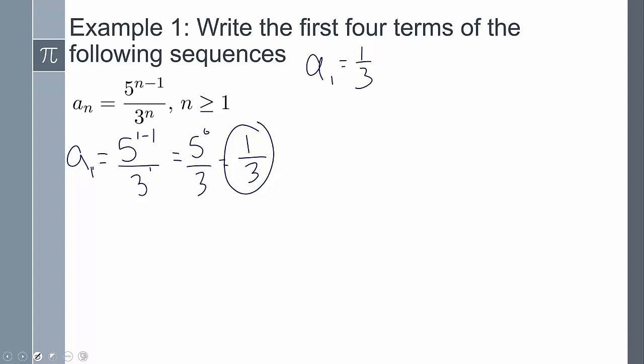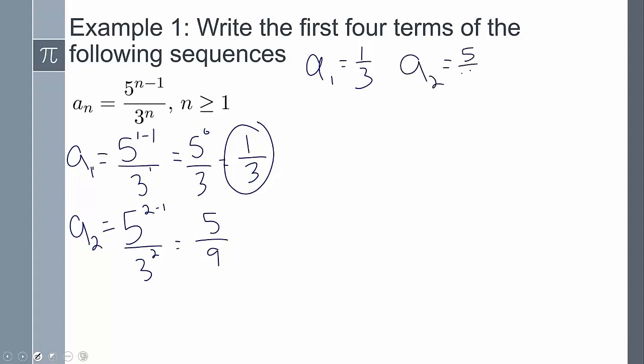Now I need to find the second term. So a sub 2. That means I'm going to plug in 2 into my formula. So 5 to the 2 minus 1 over 3 to the 2. That gives me 5 over 9, because 2 minus 1 is 1, 5 to the first, and 3 squared is 9. So I'm going to say a sub 2 equals 5 over 9.